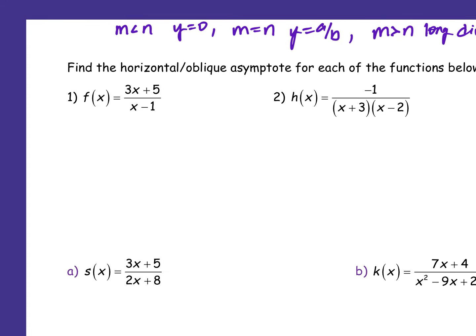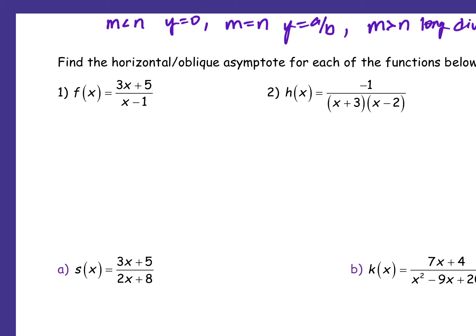So for number 1, I've got an x and an x. On this one, m equals n, so I have y equals 3 over 1, or 3. Again, this is the equation of a line, so it's y equals 3. Everyone okay with that? Questions? Pretty easy, right? Not too bad so far?